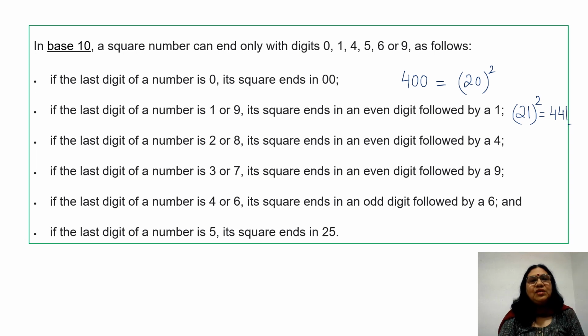Okay. So similarly, I have written all the properties. If last digit is 2 or 8, then square ends by 4 because 8 square is 64, 2 square is 4. Similarly, 3 square is 9, 7 square is 49. So numbers ending with 3 and 7 give the square number ending with the digit 9.